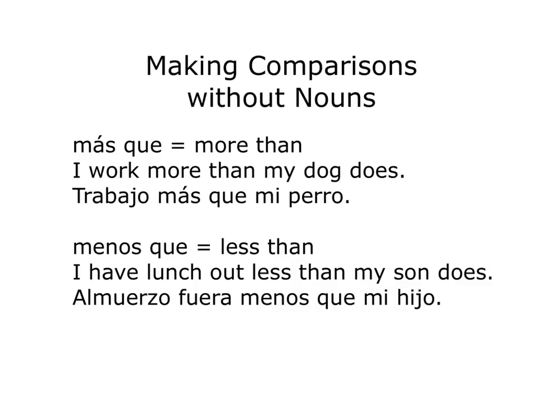Sometimes in English we make comparisons without nouns at all, like, I work more than my dog does. In that case, you don't have to put anything at all between más and que, just like we don't put anything between more and than in English. I work more than my dog does. Trabajo más que mi perro. You can do the same thing with menos que. Put nothing there at all, just like we have nothing in between less and than in English. I have lunch out less than my son does. Almuerzo fuera menos que mi hijo. Let's try some practice with that too.